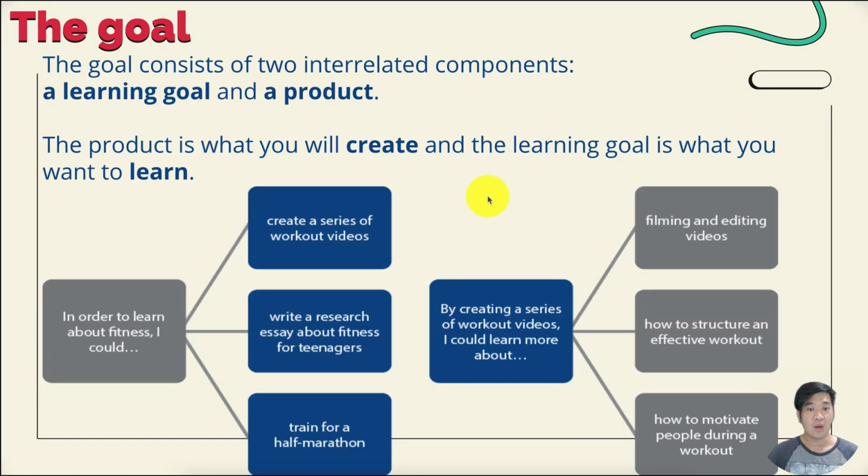Now here is the learning goal. The goal consists of two components. One is the learning goal and the other one is the product. Now you can look at this diagram. So in order to learn about fitness, here are the choices for the product. Create a series of workout videos, or write an essay about fitness, or train yourself for a marathon. So those are the products.